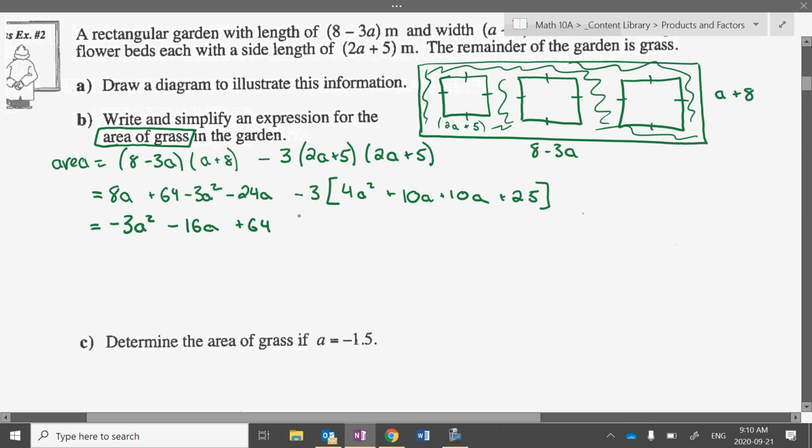This next one I'm going to do all in one step because I feel like we can handle that. So minus 3 times 4 gives me minus 12a squared. I have 10a and 10a, so I have 20 a's. 20 times 3 gives me 60, so it's going to be minus, I wrote 30 though, minus 60a, and then minus 75. From here, continue to combine like terms. So I get minus 15a squared minus 76a minus 11.